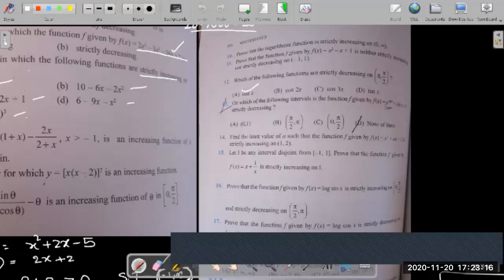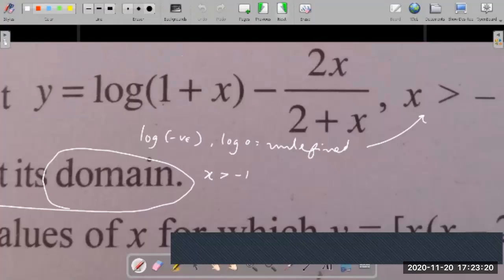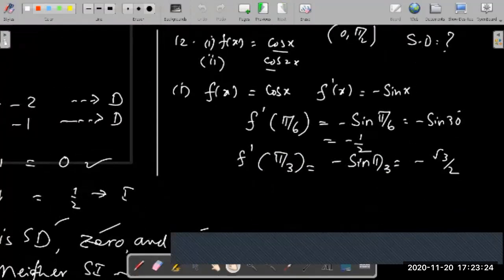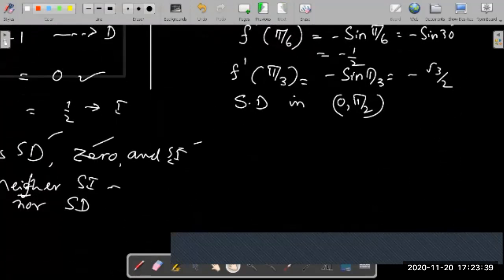So this is the one we already gave. Now we'll try for cos 2x. So we just say cos x is strictly decreasing in 0 to pi by 2. It's done. So the next part is... so I'm just trying to get the boundary here. That's it. Boundary is done.